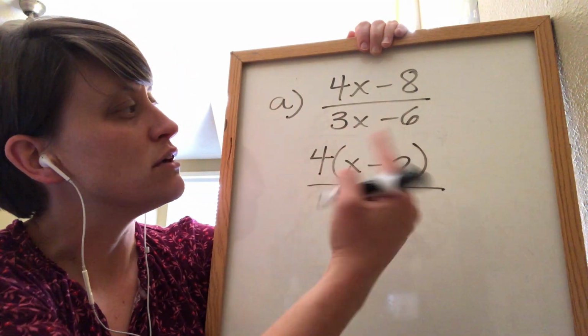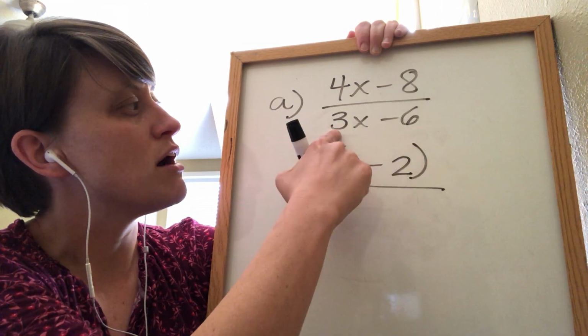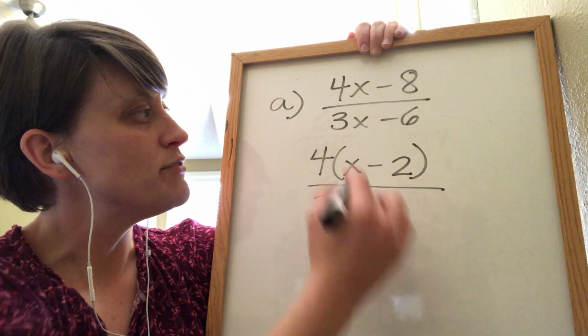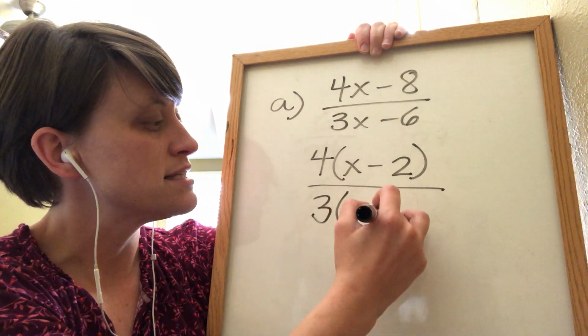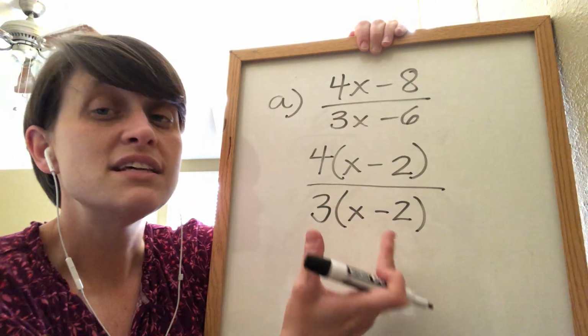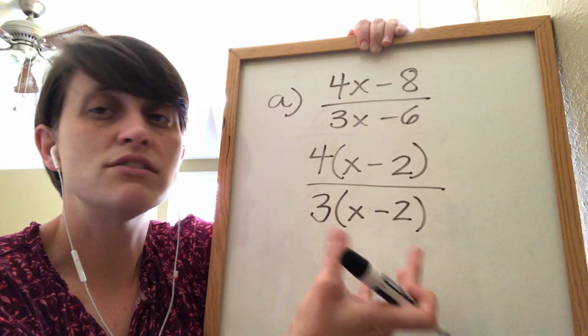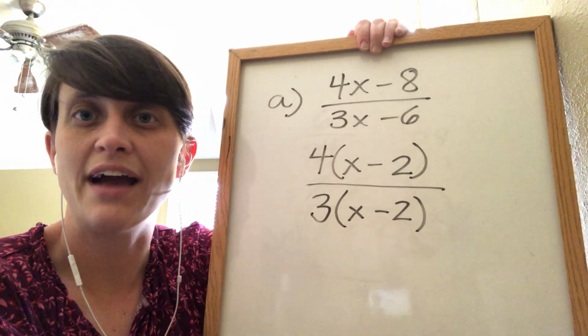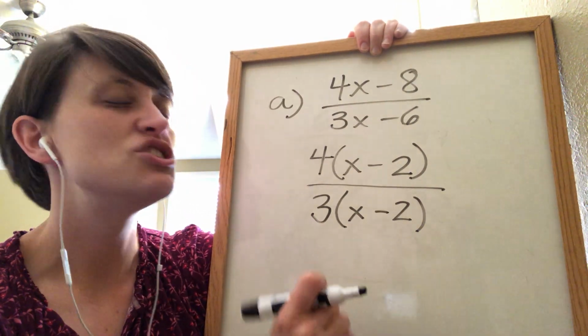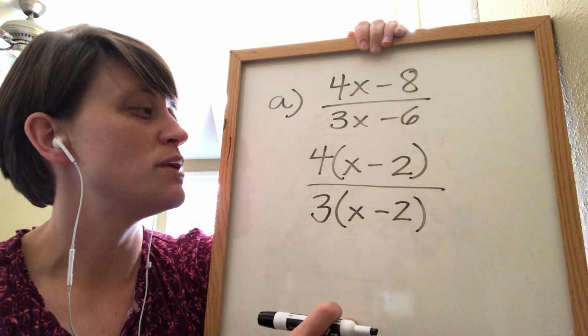Again, a binomial, only 2 terms. Let's look at what they have in common. Each one contains a factor of 3. And if we look at what's left over, we have an x and a minus 2. Again, we look, this is completely factored. There's nothing else we can factor. We can't break it down into factors any further. So we're done factoring numerator and denominator, just like we were factoring out the 6 and the 24.